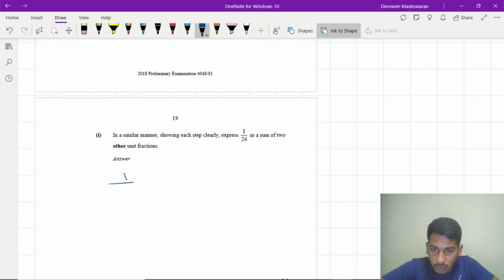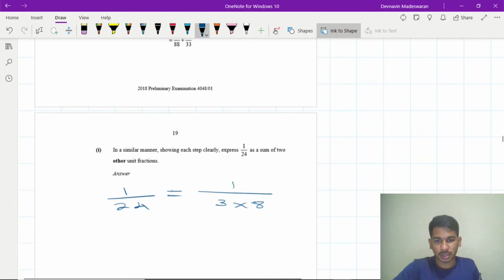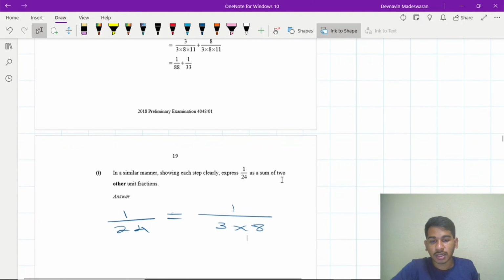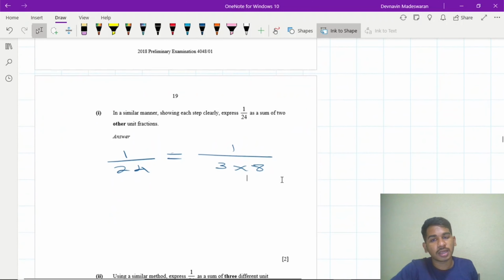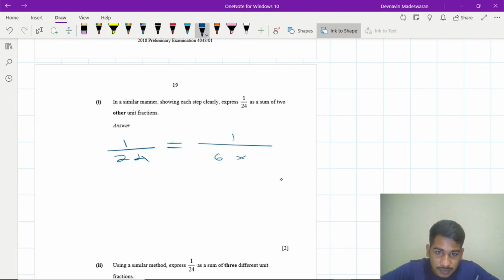1 over 24. Okay, 1 over 24 is equal to 1 over 3 times 8. But wait, isn't it the same as that? Again, express as 2 other. So we want to see what are the multiples. 3 and 8 are one of them, but we need to find something else. What are the other factors? Maybe 3 times 2, 6 times 4 is good.